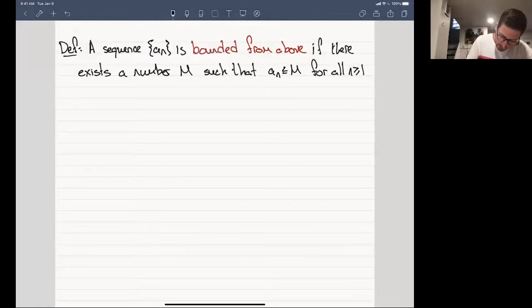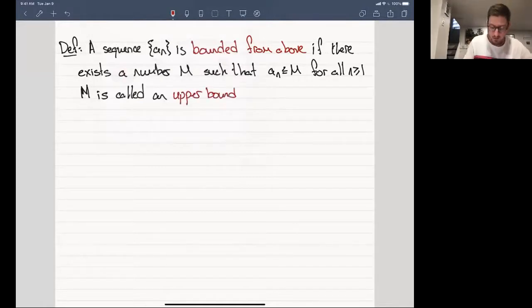And in this case, M is called an upper bound for the sequence. So you can probably imagine what's coming next, right? The next piece is going to be talking about lower bounds as well.